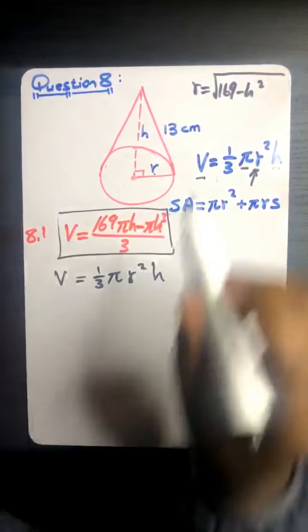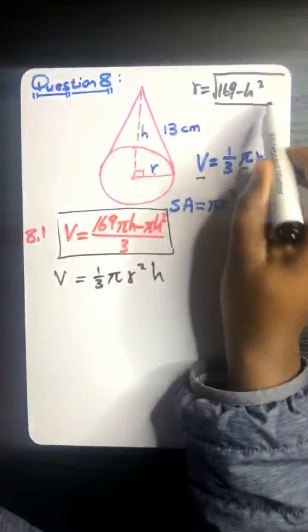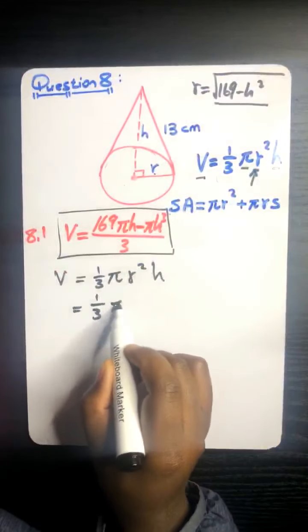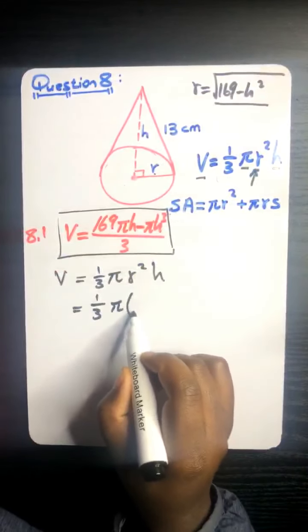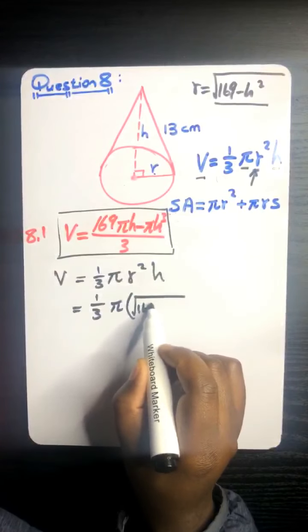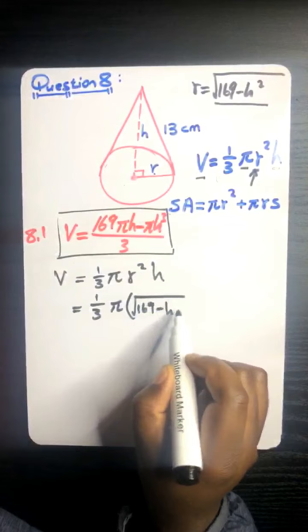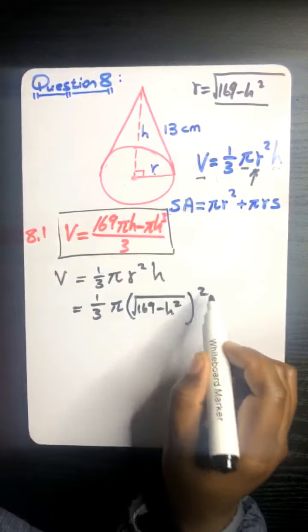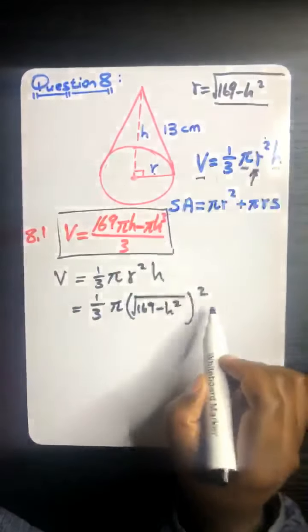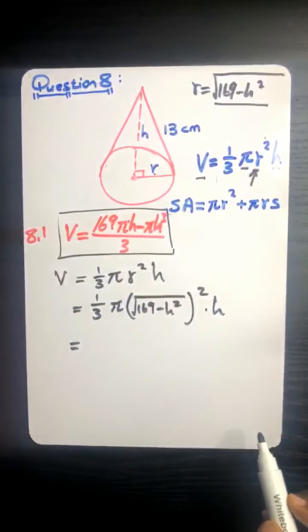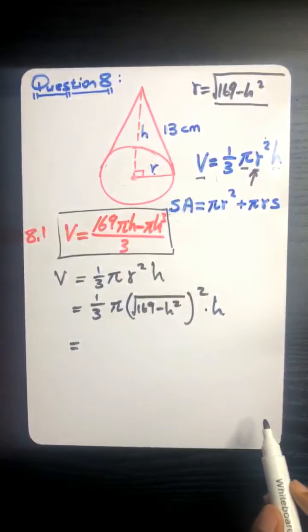Let's substitute. What is r? There is r. So we have 1 over 3, and remember, we still have pi. Then we substitute our r there, being the square root of 169 minus h squared. You close, and then you have that squared, and then this is multiplying h. Are you guys happy with that step?